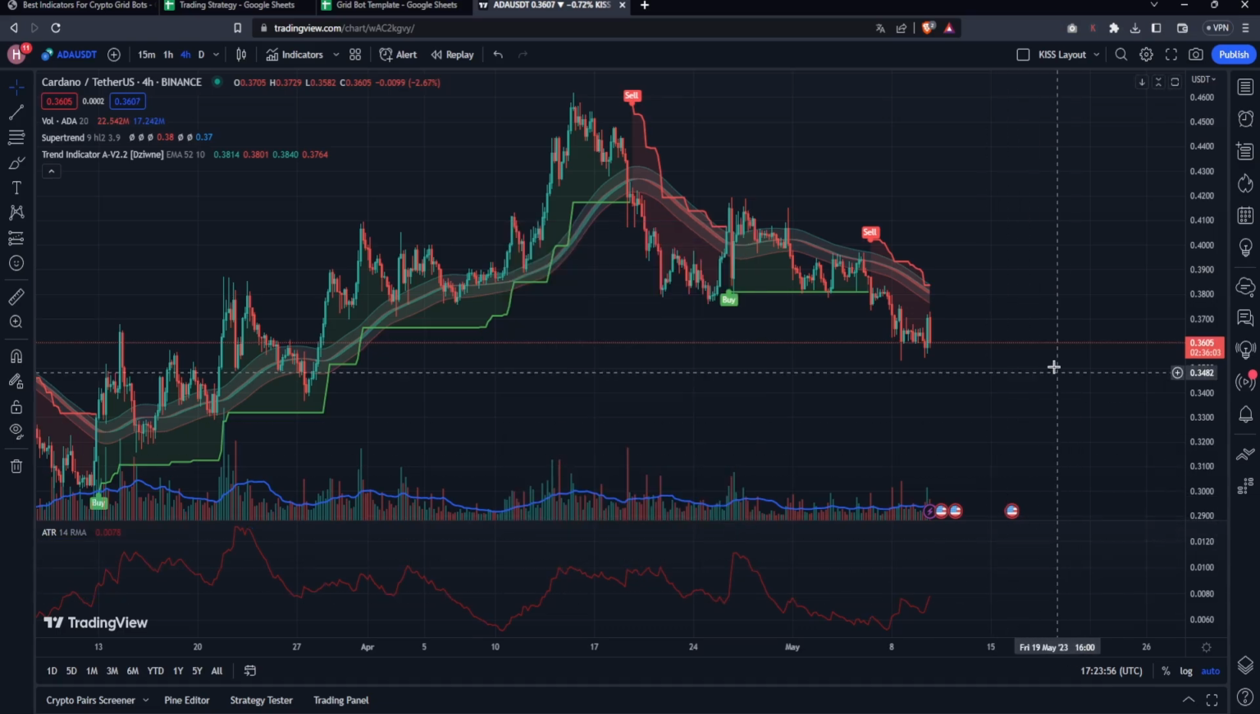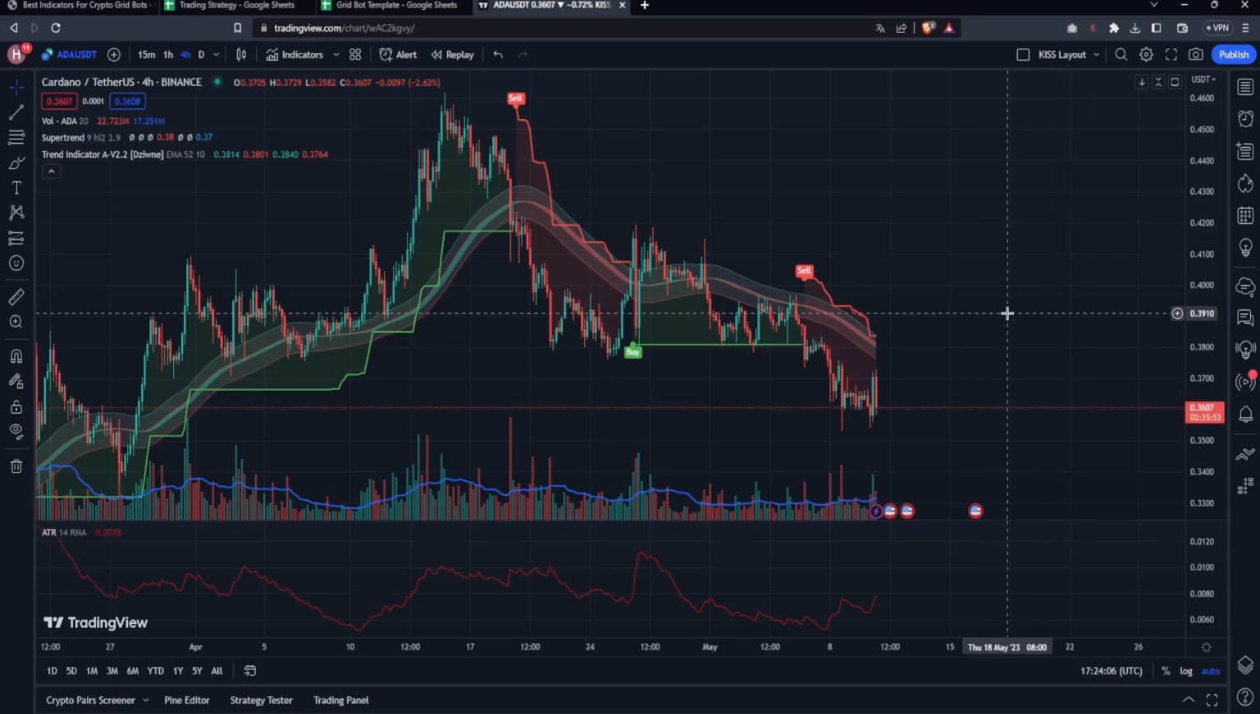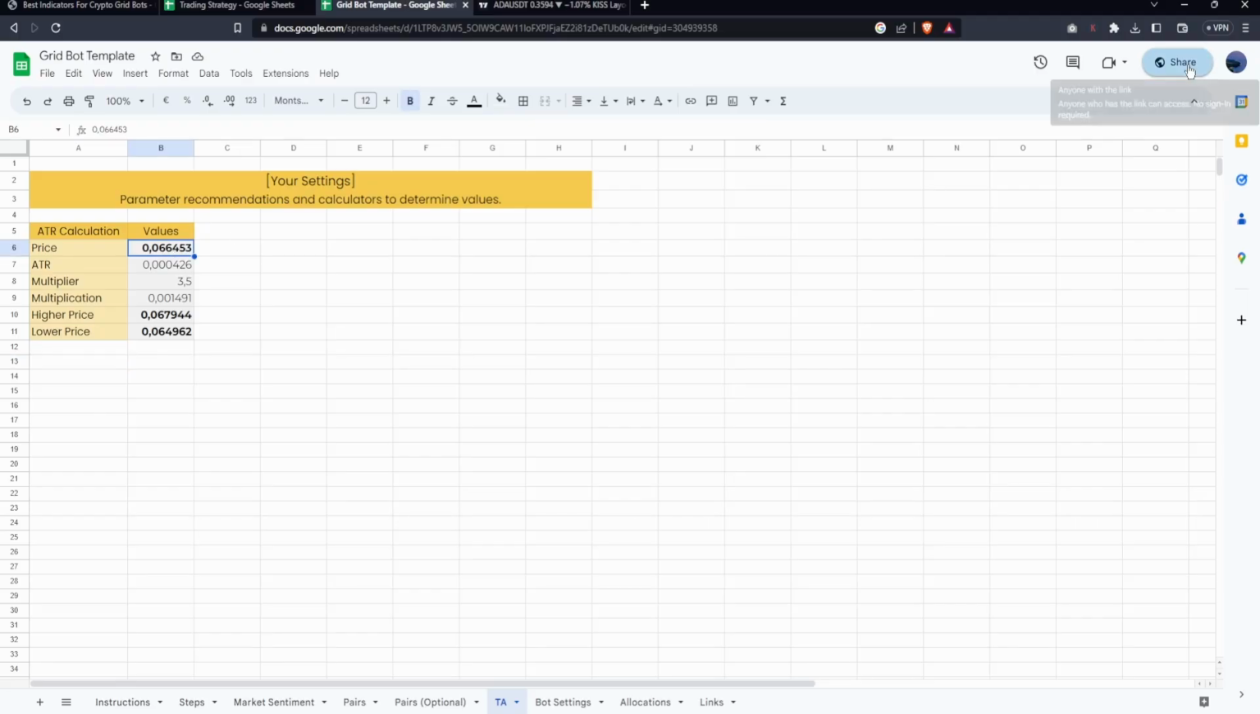Now here we have the price for Cardano, which as you can see at the moment is 0.36 or around that price. So let's copy that value to our calculator or sheet. As you can see, the value is changing a lot, so let's just consider 0.36. So here in price, 0.36. Now the multiplier, as you can see, is 3.5. Then we will need the ATR value.